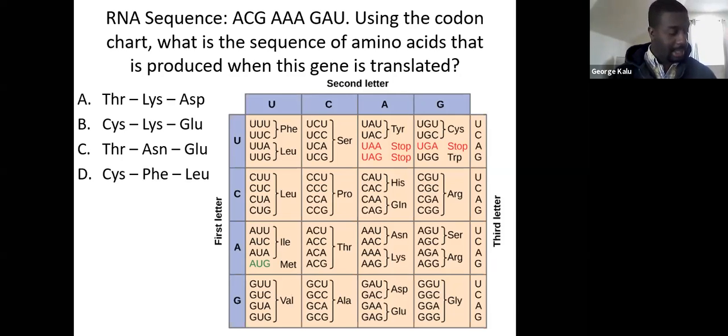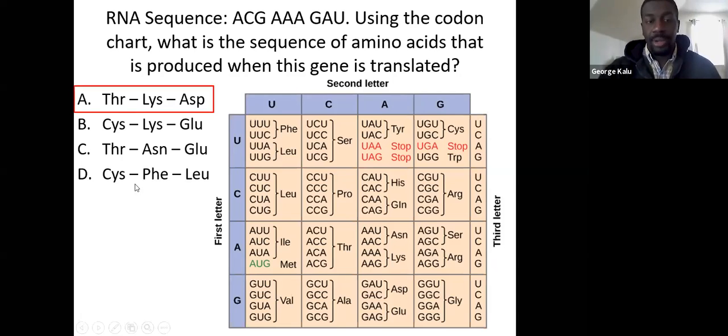What are we thinking? Okay, so I'm seeing A's, yes, and A is absolutely correct, right? So threonine, lysine, and then aspartic acid. The way you do this is you look at the first codon, ACG, and we look for ACG here, and we see ACG is right here, right? So ACG would code for threonine, perfect.